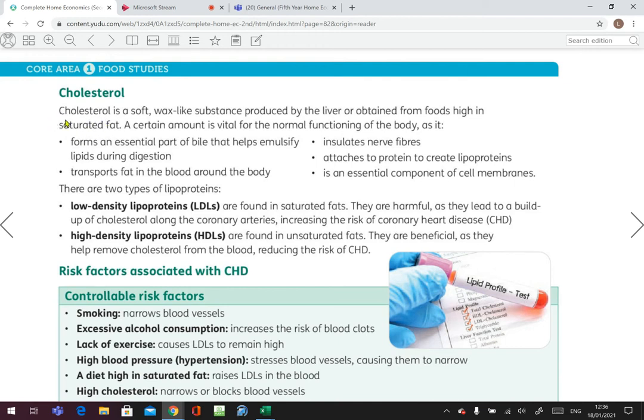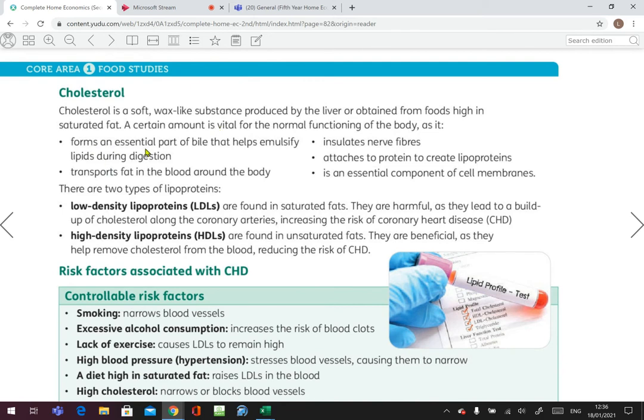So you're talking about full-fat dairy products, meat, butter, and things like that. Any animal foods that contain saturated fat, cholesterol is going to be present. But we also make it in our liver. And as I said, a certain amount is vital. It's needed for the normal functioning of the body because it does the following jobs.